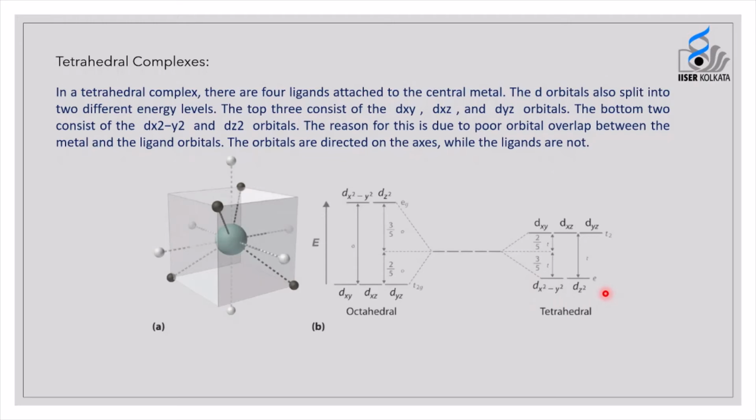Because they are not going to interact, they will have the least energy. So they will remain at the bottom. This is our octahedral splitting.